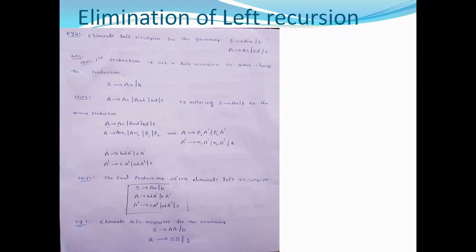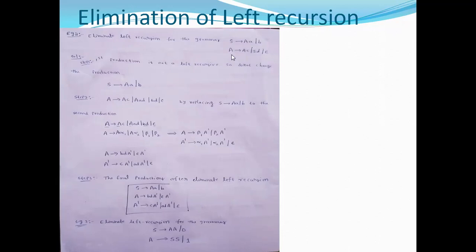So in these two productions, the first production is not a direct left recursion. S is production with capital A, small a, or B. So this is not a left recursive grammar, so this production is right as is. And the next production, A is production with A, capital A, small c.